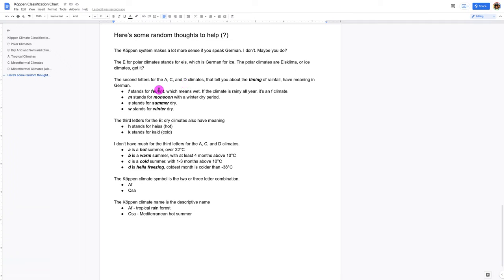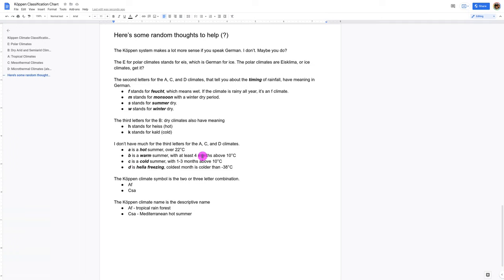So F stands for feucht, which means wet. If the climate is rainy all year, it's an F climate. M stands for monsoon. So you've got a winter dry period. S stands for summer dry, and W stands for winter dry. The third letters for the B climates also have meaning. The H stands for heiß, hot, like the hot desert, BWH. And the K stands for kalt, cold, like the BWK, the cold desert.